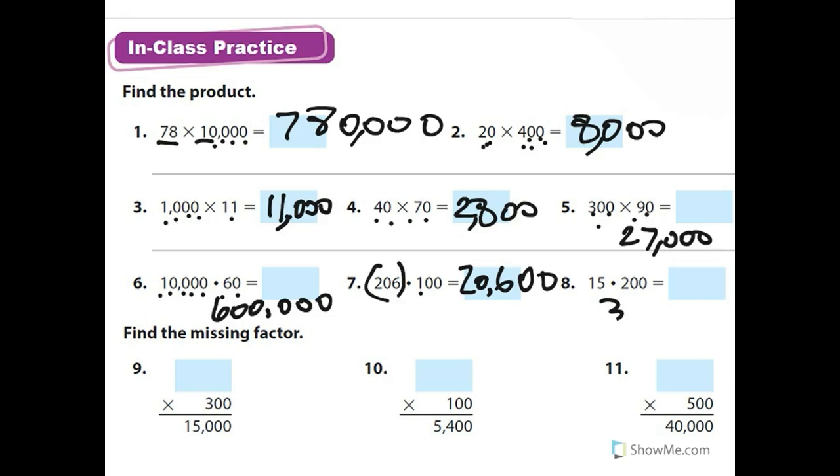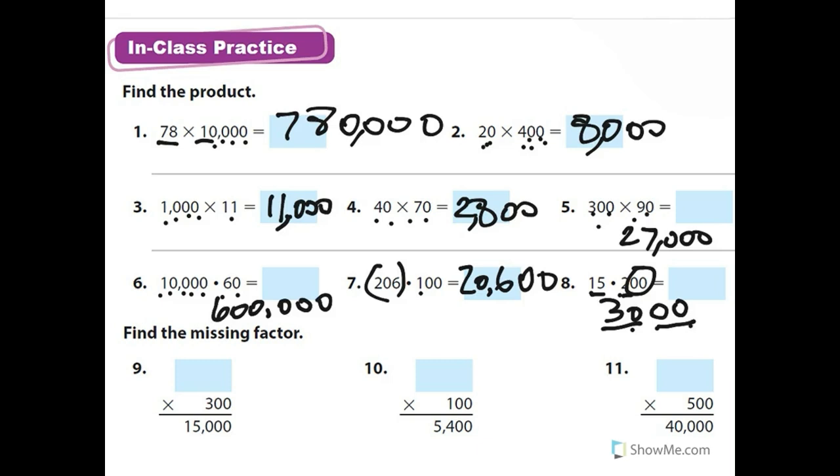15 times 2 is 30 with 2 zeros. Did you notice what happened there? We've got 3 zeros at the end because 15 times 2 is 30, and then we add the 2 zeros. We don't just add 1 zero and think, well, we have the 2 zeros there. No, you add 2 zeros to whatever the product is of those 2 non-zero digits. And the product of those 2 non-zero digits is 30. So then you add the 2 zeros. All right, I'm going to show you number 9, and then I want you to do number 10 and 11.